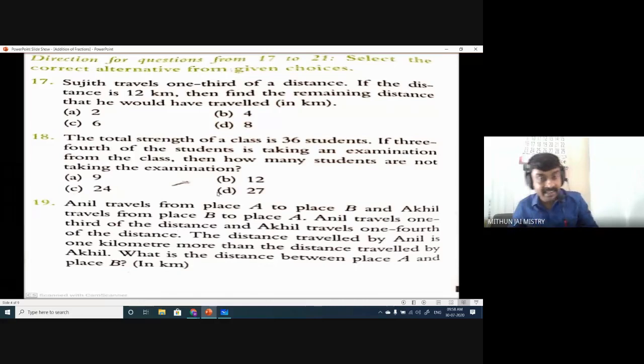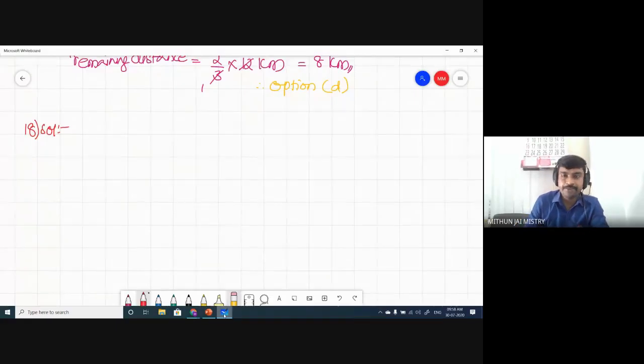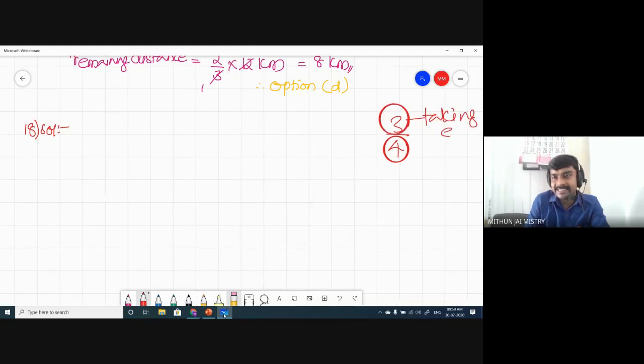See, beta, first we should understand the part. 3/4 are taking the exam. So if 3/4 are taking exam, totally 4 parts, in that 3 parts are taking exam. So if 3 parts are taking exam, then 1 part is not taking exam. Correct? So 1/4 are not taking exam. Is this concept clear for you?